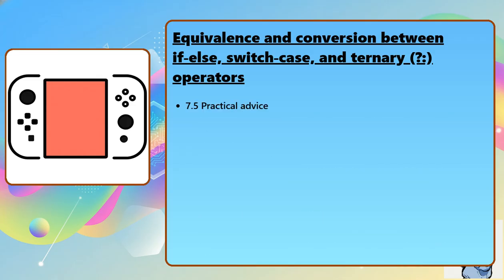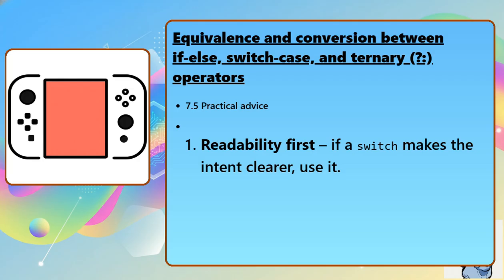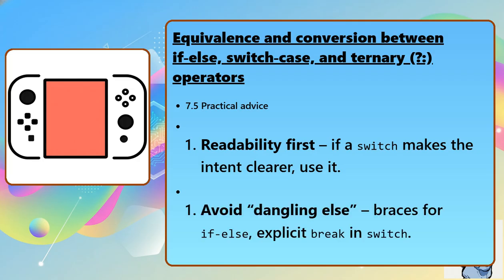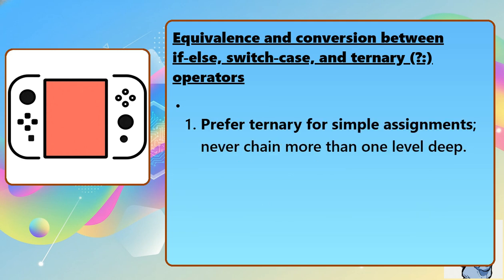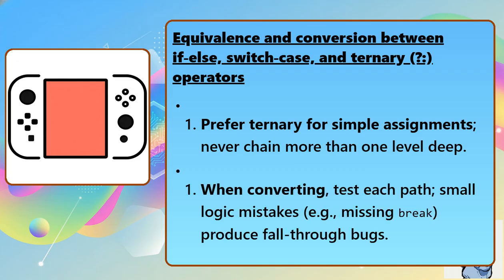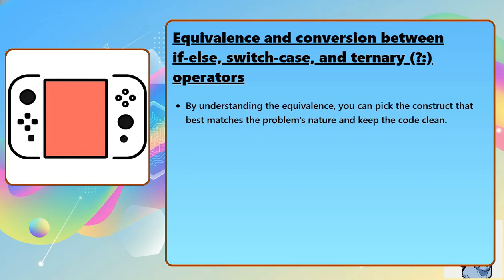7.5 Practical advice. Readability first. If a switch makes the intent clearer, use it. Avoid dangling else; use braces for if-else and explicit break in switch. Prefer ternary for simple assignments, and never chain more than one level deep. When converting, test each path. Small logic mistakes, such as a missing break, produce fall-through bugs. By understanding the equivalence, you can pick the construct that best matches the problem's nature and keep the code clean.